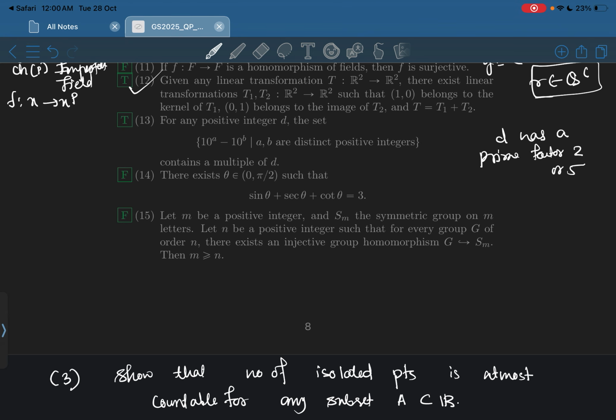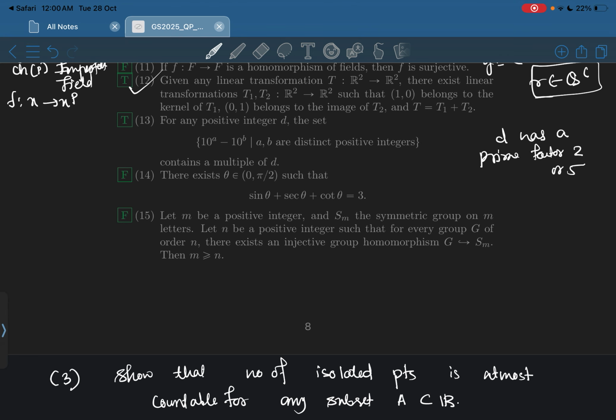It says that a and b are distinct positive integers. In fact this is true, because if d has a factor 2 or 5, then one can do it directly. There's no problem. I'll request you to write down an explicit proof. This is not very difficult. I want to give it to you as an exercise. If d has a prime factor 2 or 5, then it is fine.